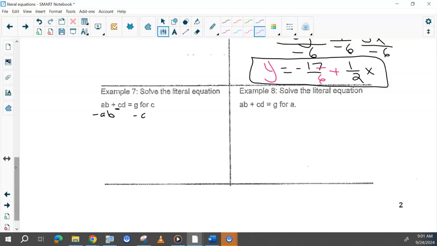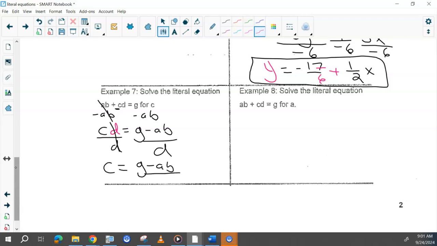Get rid of that AB, move it to the other side. So we have CD equals G minus AB. Then divide both sides by C. Oh, divide both sides by D. There we go. Divide both sides by D. So that C equals G minus AB all over D.